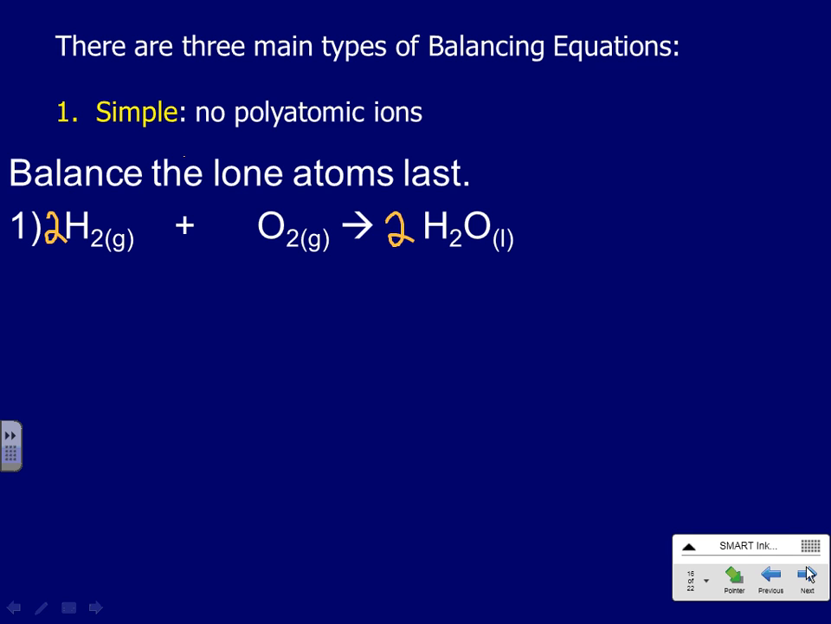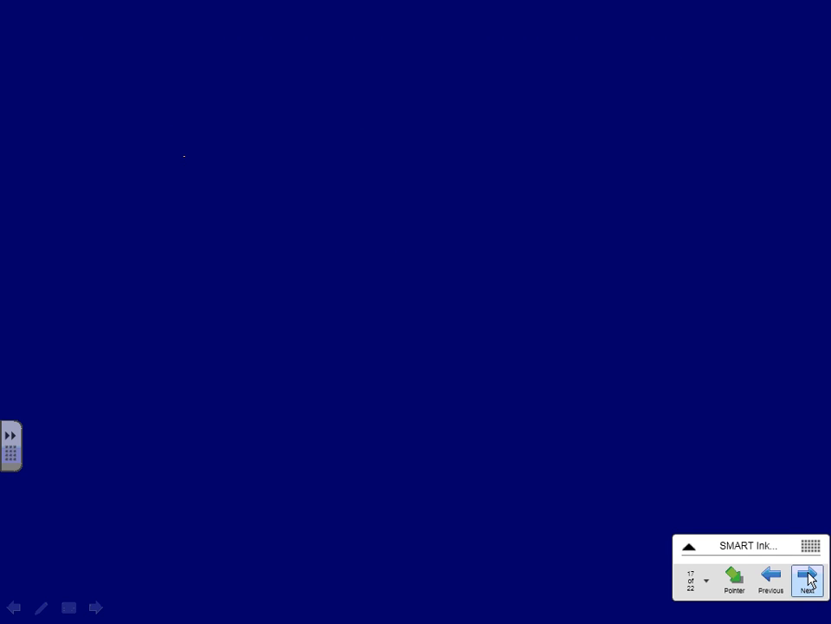All right, let's do a few more. So example 2. You'll notice we don't even care about the physical state it's in. When you're balancing, we're not worried about that whatsoever. We're just worried about making the numbers add up. We need them to be the same on both sides.